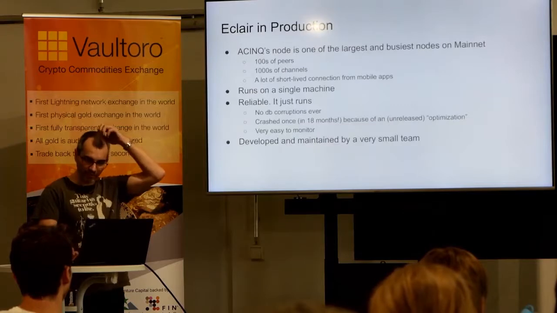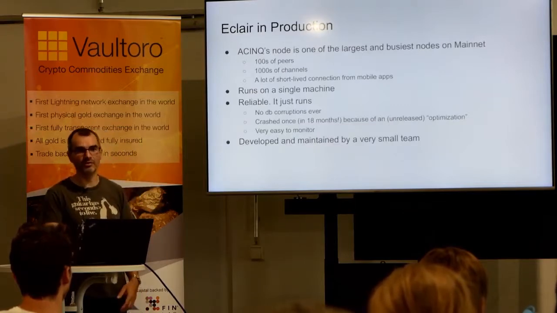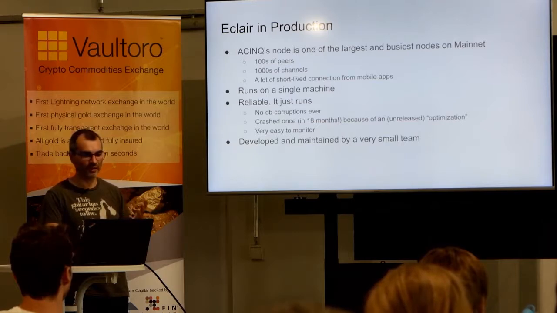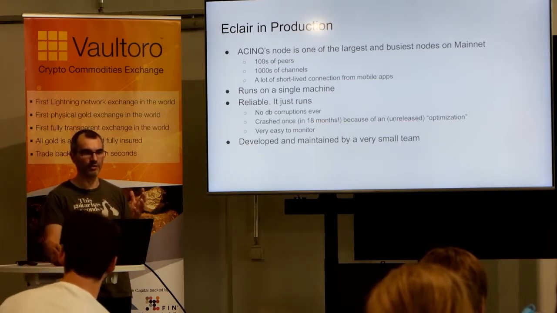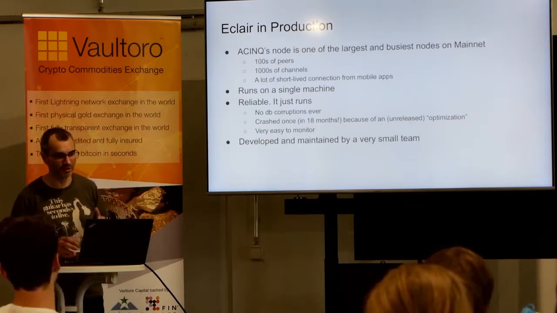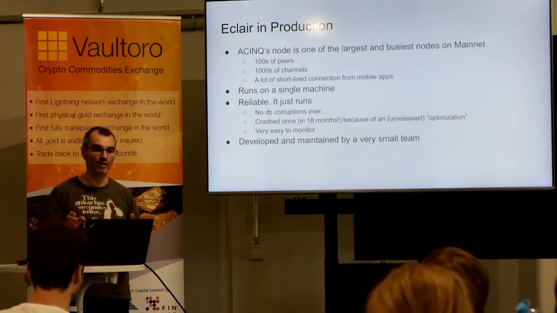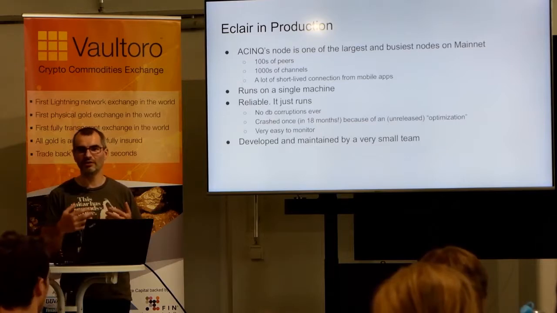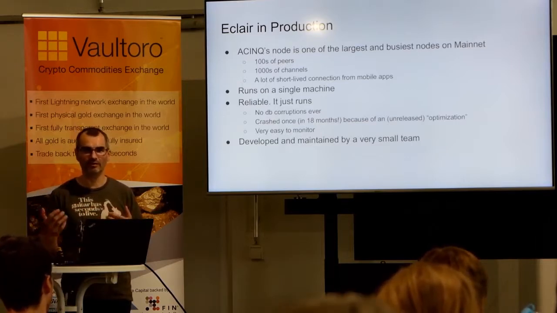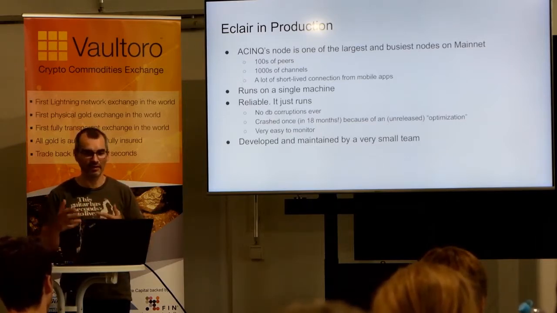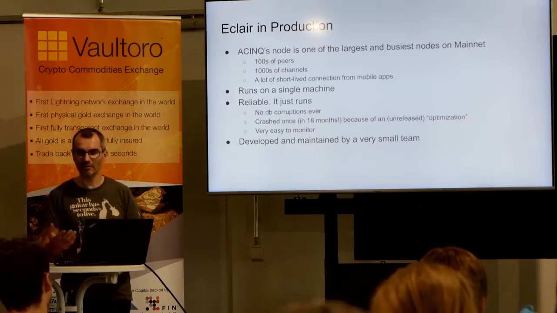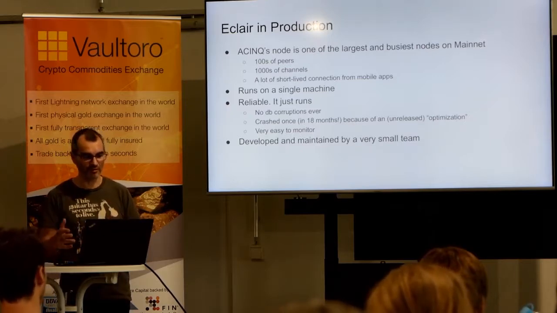So what we have today is we eat our own dog food and we run Eclair in production. We run Eclair on some of the largest and busiest nodes on mainnet and testnet. We have hundreds of peers, thousands of channels. We have lots of short-lived connections from mobile applications that create lots of traffic and are a bit special to handle.